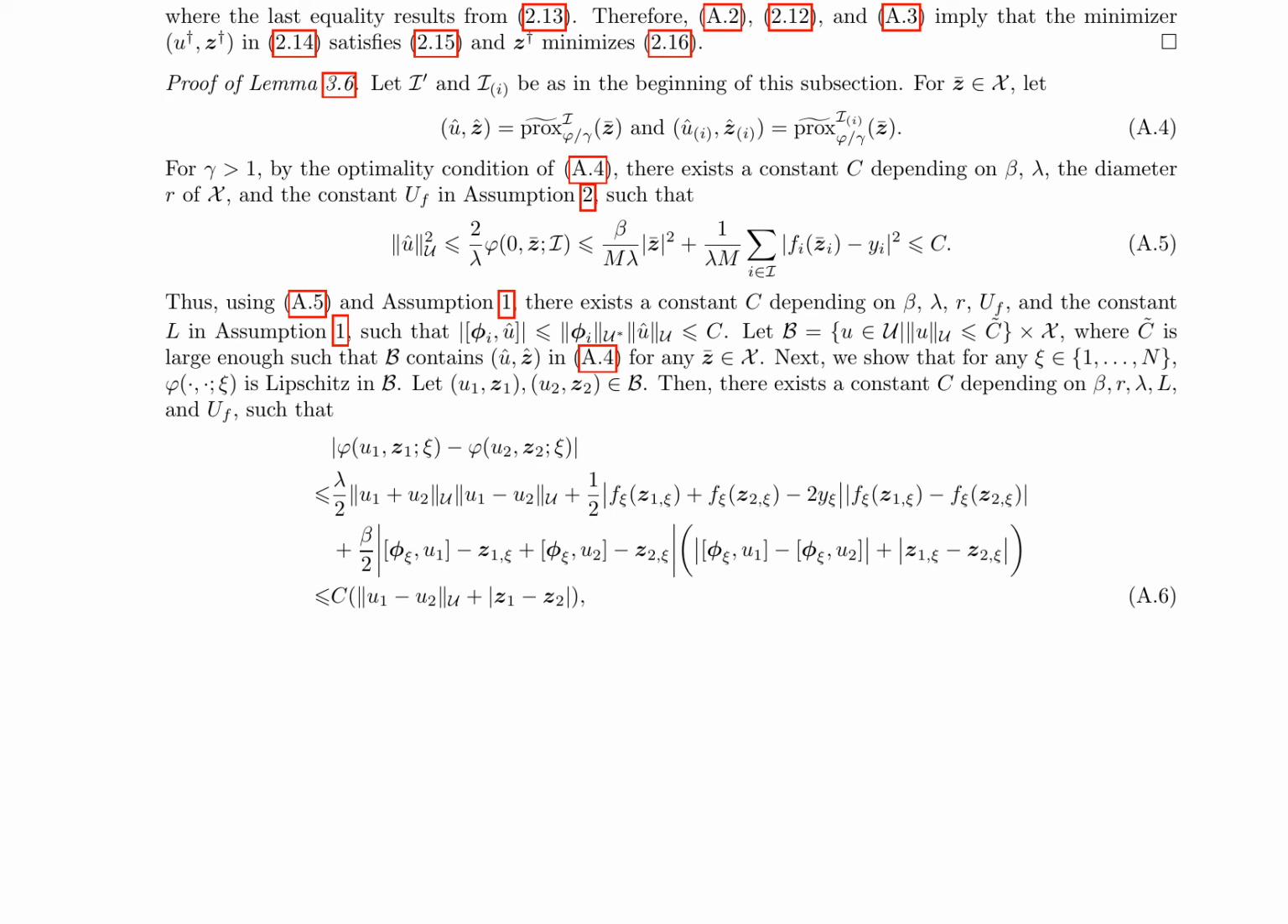The authors then prove lemma 3.6, utilizing proximal operators and optimality conditions, establishing bounds on the norms of the minimizers and showing that the function phi is Lipschitz in a certain set B. This section is crucial for understanding the methodology and convergence properties of the proposed mini-batch method.